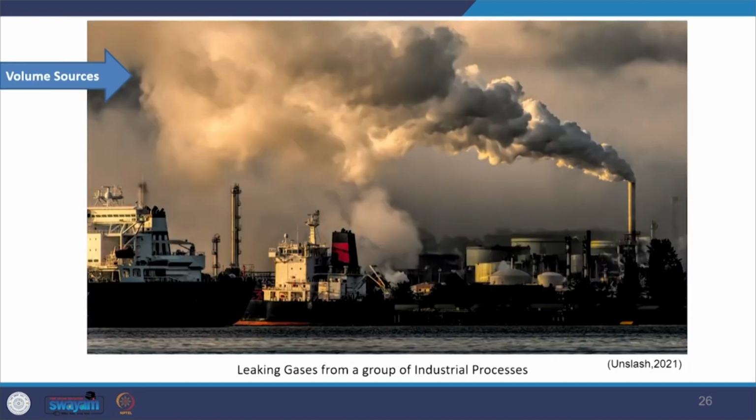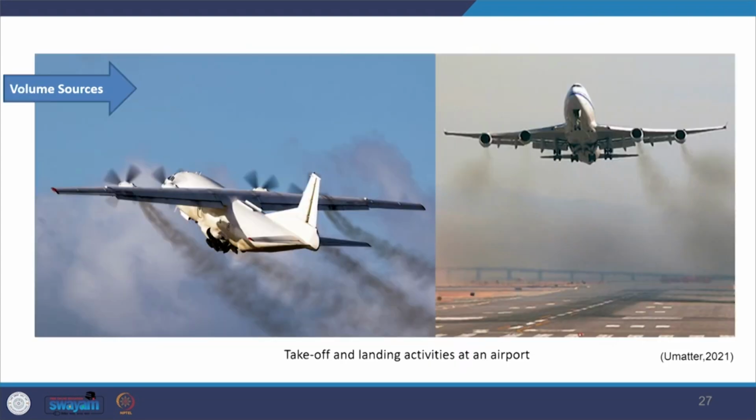You can think of the open roads where there are continuously moving vehicles, the railway tracks and so on. Then you also have volume sources, such as the vertical area sources with vertical depth. For example, leaking gases from a group of industrial processes, then the takeoff and landing activities from an airport.